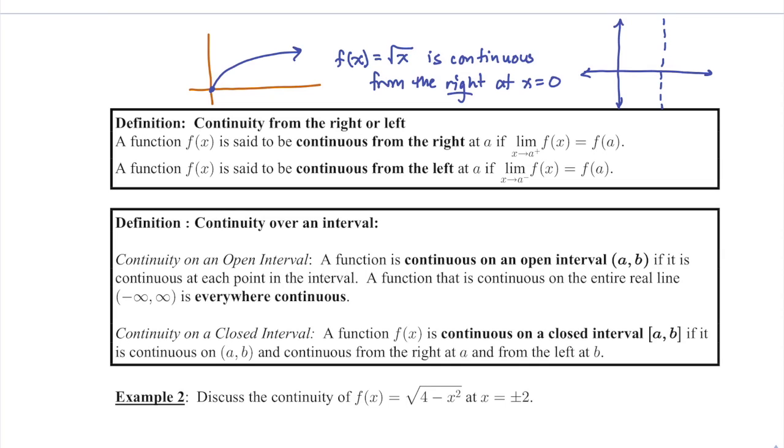Maybe you also could see something like this. Maybe I have a function that does like this and is defined, but then on the other side has a vertical asymptote, right? So something like this, we would say this function, if this is a, this function is continuous from the left at a.